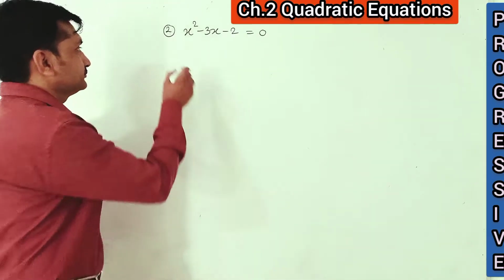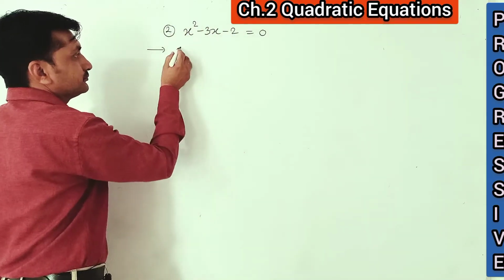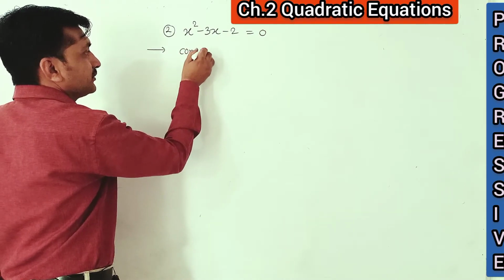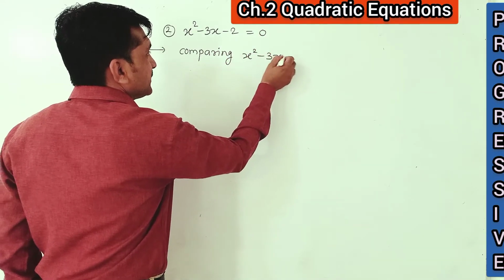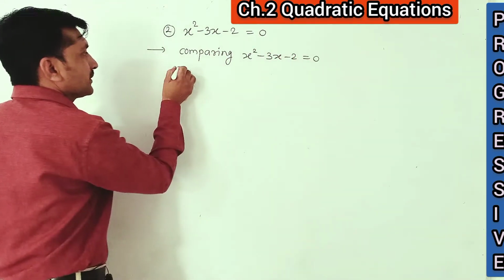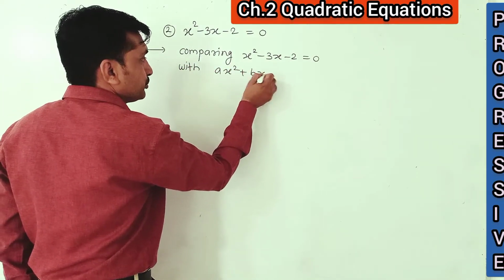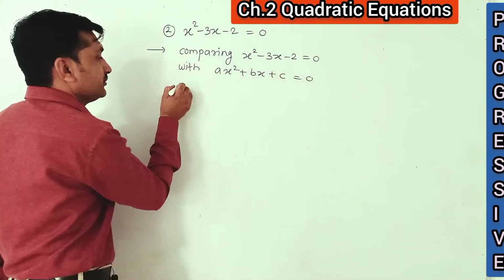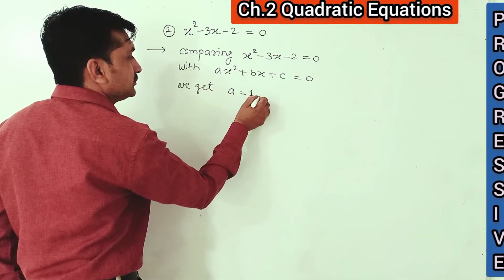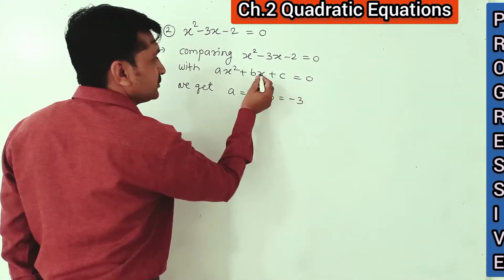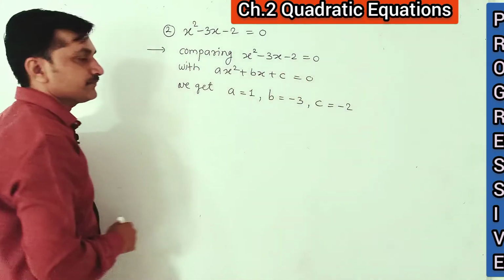Example number 2, solve by formula. It is in general form, so we can compare directly. Comparing x square minus 3x minus 2 is equal to 0 with the standard form ax square plus bx plus c is equal to 0, we get a is equal to 1, b is equal to minus 3, and c is equal to minus 2, the constant, last term.